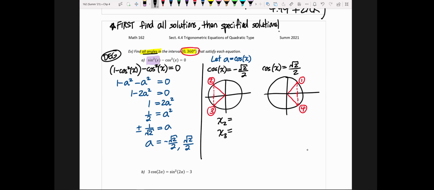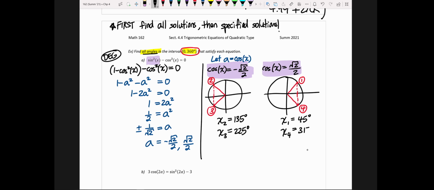3 pi over 4 and 5 pi over 4. That's correct, but we're in degrees. So 135 degrees and 225 degrees. That's right. Very good. And Jacob, how about x1 and x4? It would be 45 and 315. 45 degrees and 315 degrees. That's right.